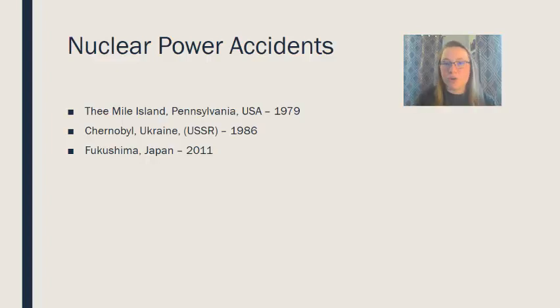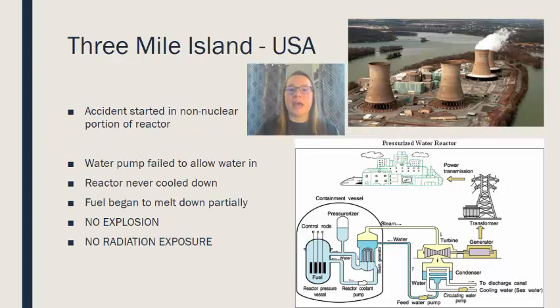Now, you do not need to know the great details about what happened at these accidents, just know kind of where they are, when they happened, and a general idea of the impact on the environment. So the first accident happened at 3 Mile Island in USA. Now, this accident did not release any radiation into the environment, it did not have any explosion, and this did not cause any long-term damage.